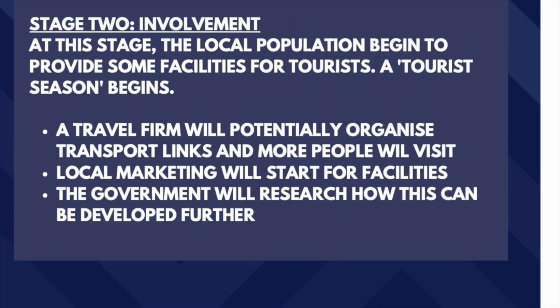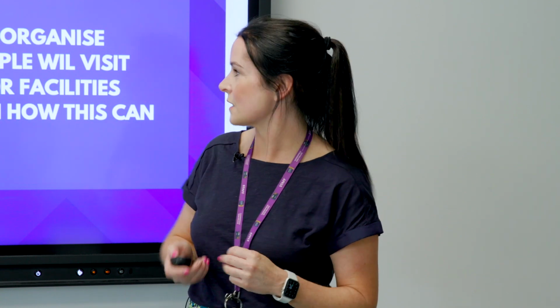So the involvement stage is where, for example, lots of people are now starting to go to a destination and the local population start getting involved. So they might open up a nice restaurant because they know tourists want some things to eat. They might open up some accommodation because people need somewhere to stay. So the local community is starting to get involved. So it starts to become known as a tourist destination.